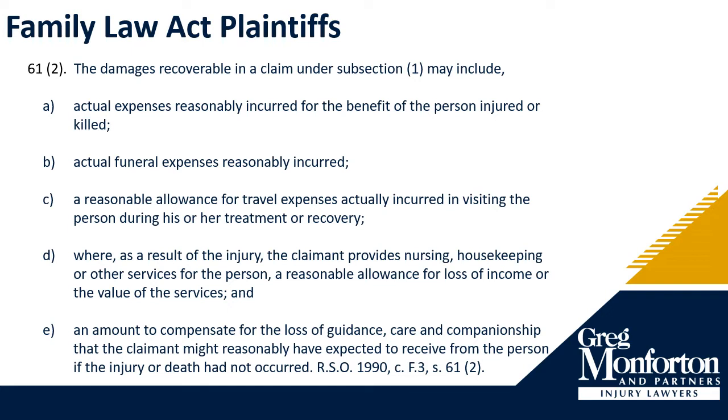Similarly, the death benefit received through the SABS. So remember we talked about the $25,000 available to the spouse and the $10,000 available to the dependent. Those death benefits are not deducted from any award of Section 61 Family Law Act damages. The family member will receive both the benefit and his or her tort losses. There is no collateral deduction.